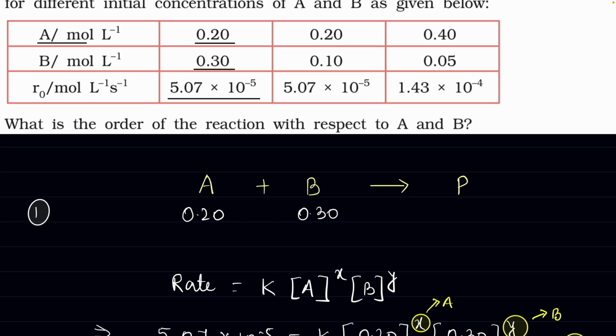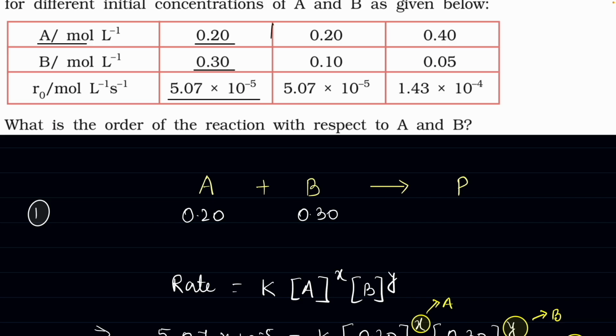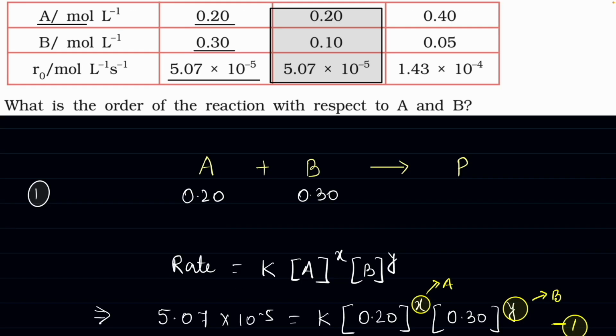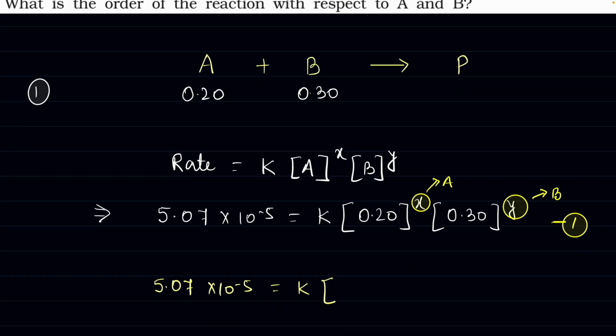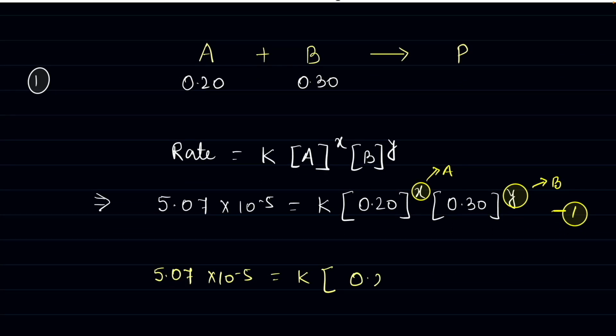Similarly, if we use the second experiment, we can write the equation: A is equal to 0.2 and B is 0.1 and R0 is 5.07 into 10 to the power minus 5. So we can create the new relation: 5.07 into 10 to the power minus 5 is equal to K, concentration of A is 0.2, so we can write 0.2 to the power X and B is 0.1 to the power Y. This is our second relation.